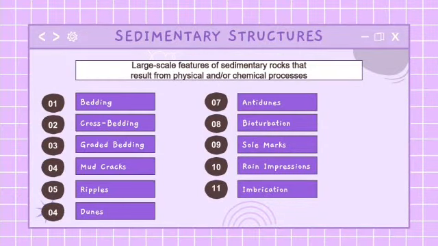Now, let's go to the sedimentary structures. We have 11 sedimentary structures. These structures are large-scale features of sedimentary rocks that result from physical or chemical processes. We have bedding, cross-bedding, graded bedding, mud cracks, ripples, dunes, anti-dunes, bioturbation, sole marks, rain impressions, and imbrication, which were already discussed by Echanes in our last meeting.